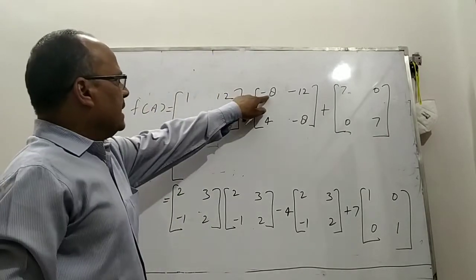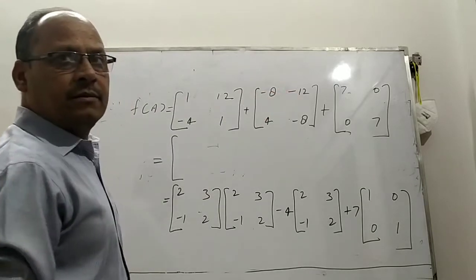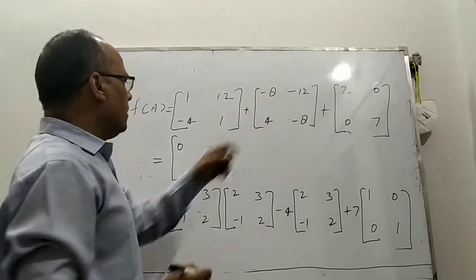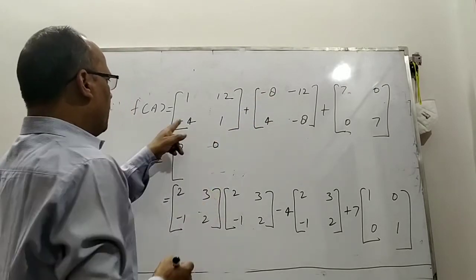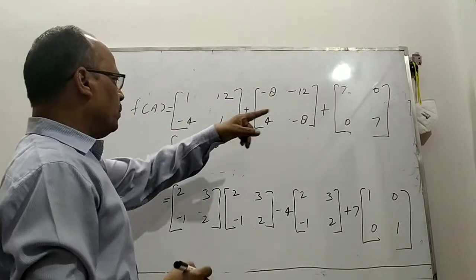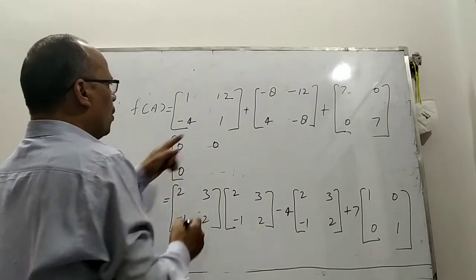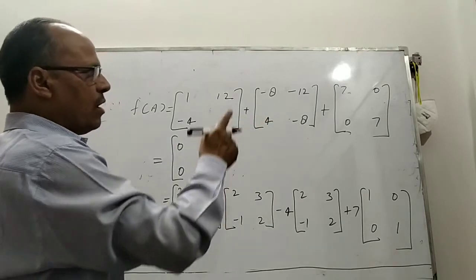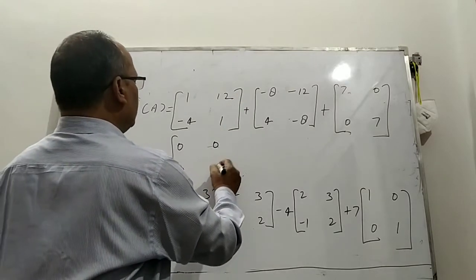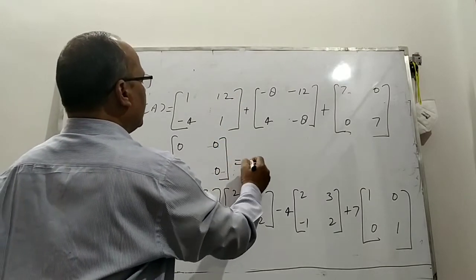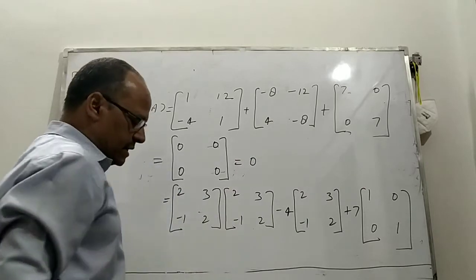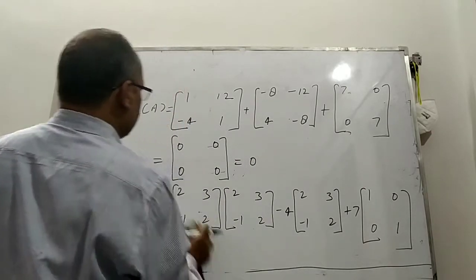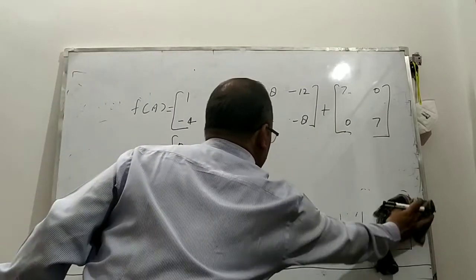So this will be minus 7 plus 7, 0. 12 minus 12, 0. Minus 4 plus 4, 0. 1 minus 8 plus 7, it will be 0. Then you are getting that it will be the null matrix. It is clear? This is the null matrix. Okay, I suppose it is clear to you.